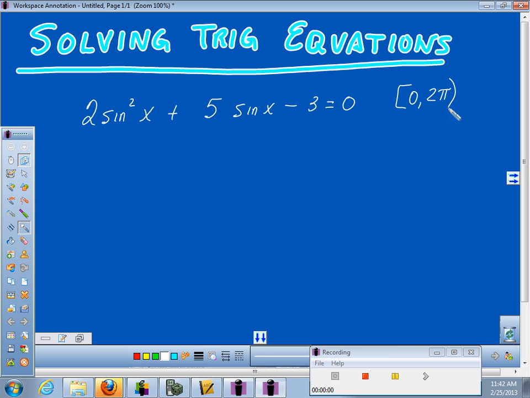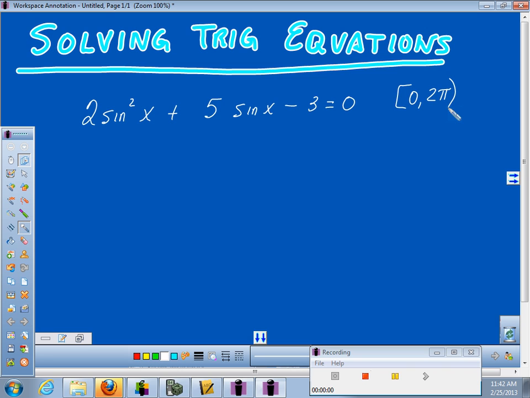Okay, they're going to tell you whether you are solving in degrees or radians. So in this case, they're going to give you an interval, and it says from 0 to 2 pi. So that tells you you're solving in radians. Now, why would they limit you from 0 to 2 pi? Why can't you just get every possible answer?